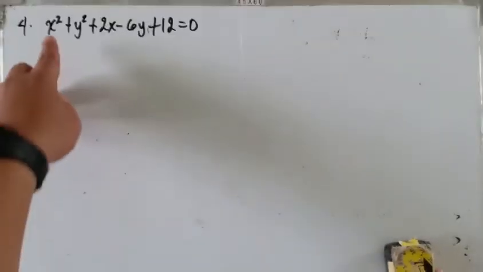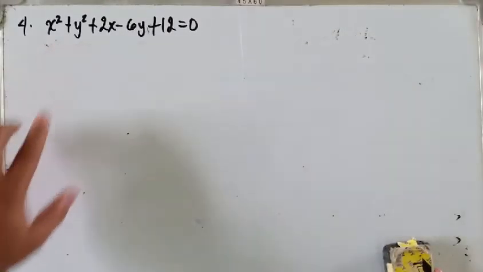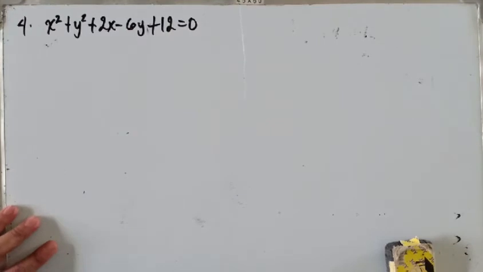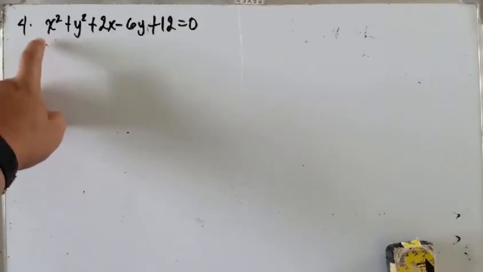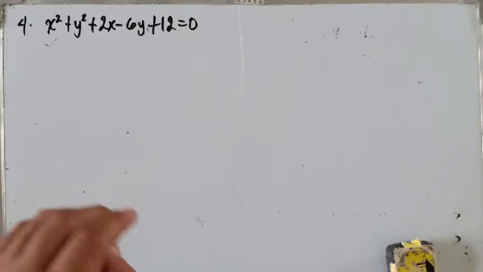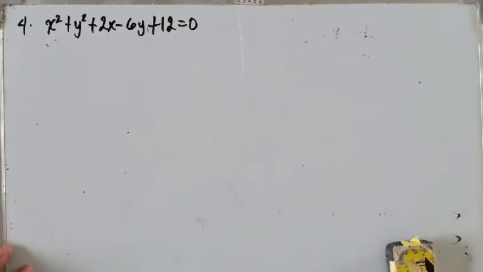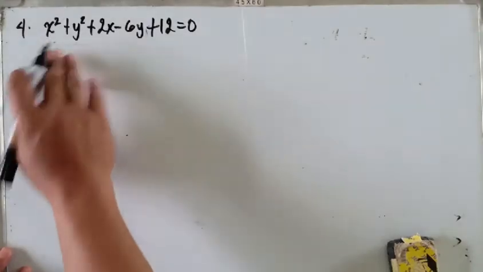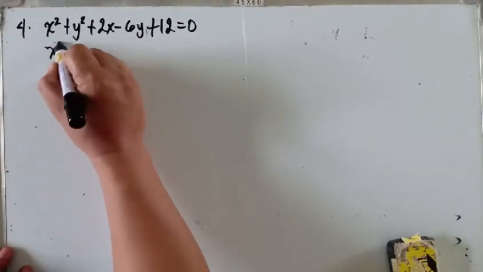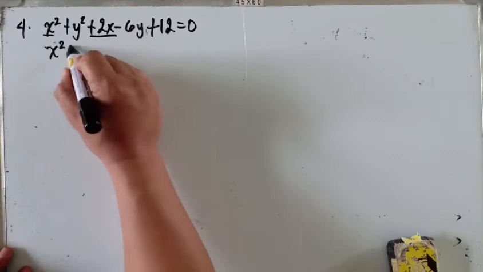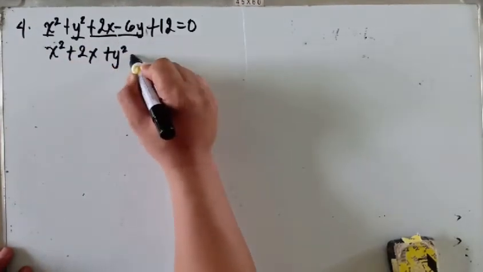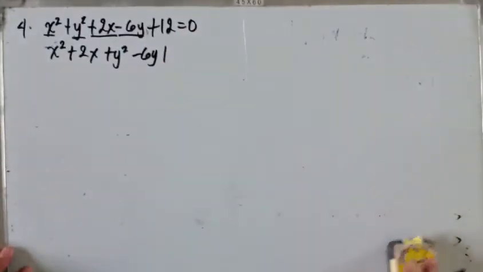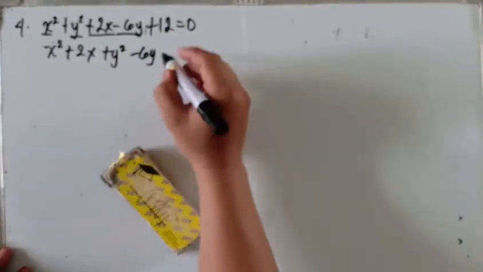For the fourth example, we have x squared plus y squared plus 2x minus 6y plus 12 is equal to 0. The same objective: we need to take the standard form of this general form for us to get the center, the length of the radius, and for us to be able to graph this circle. Again, rewrite x squared followed by positive 2x. Rewrite your y squared followed by negative 6y. Then transpose the constant on the other side.